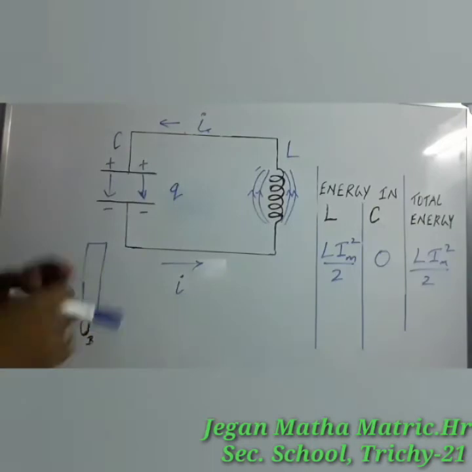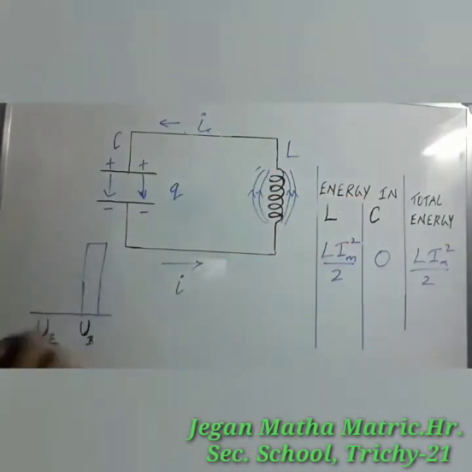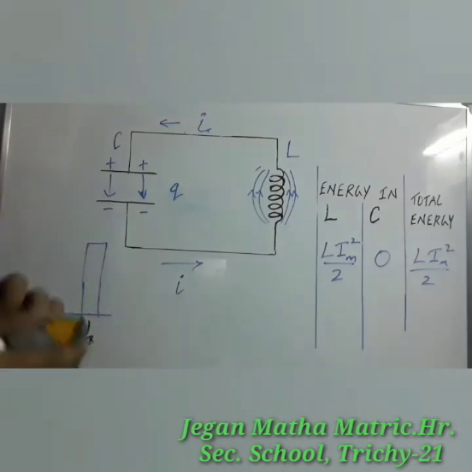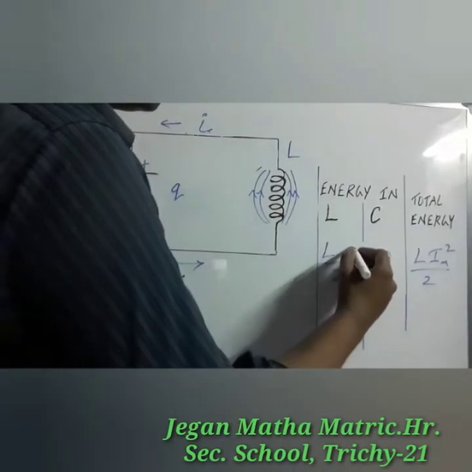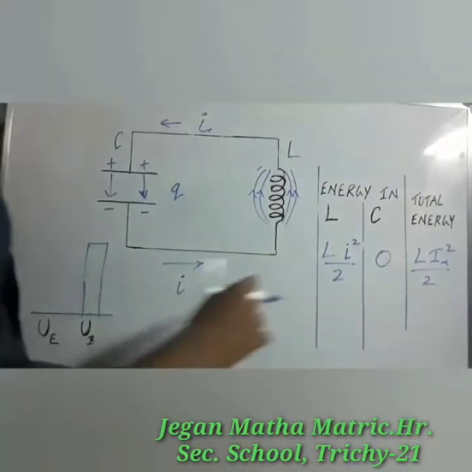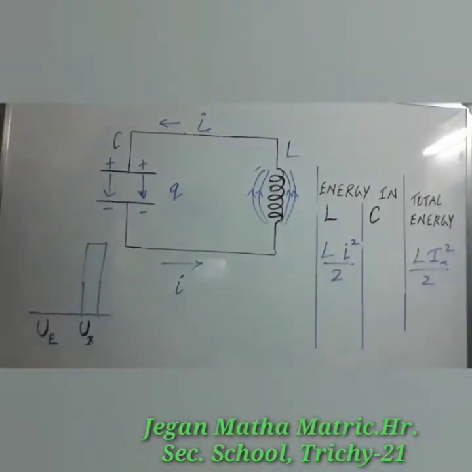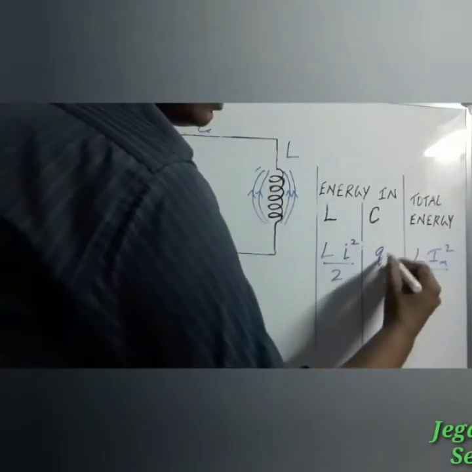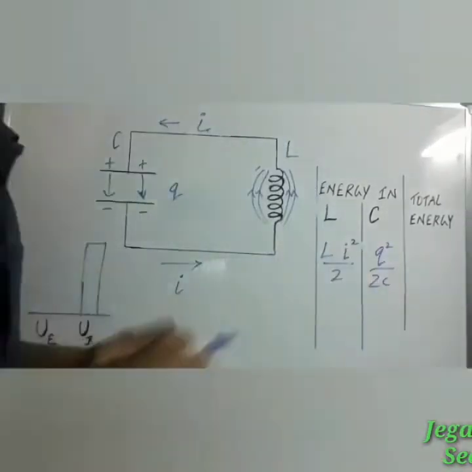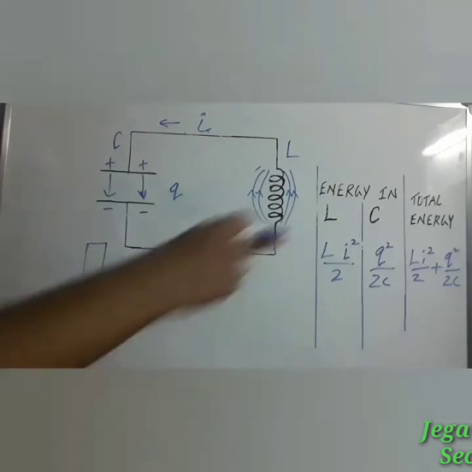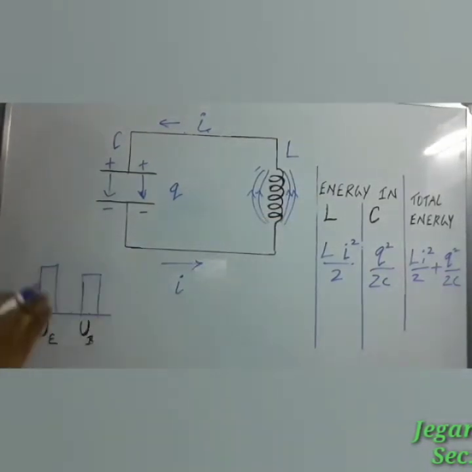Anyhow, now both the components once again have the energies. So what is the energy in the inductor? L I square by 2, now it is not a maximum current. But the energy in the capacitor is not 0 now. It has certain energy. What is the expression for that energy? q square by 2C. What is the total energy? Addition of the two energies. There I have written. Here, the reference diagram you can draw. Both the components have the same energy.